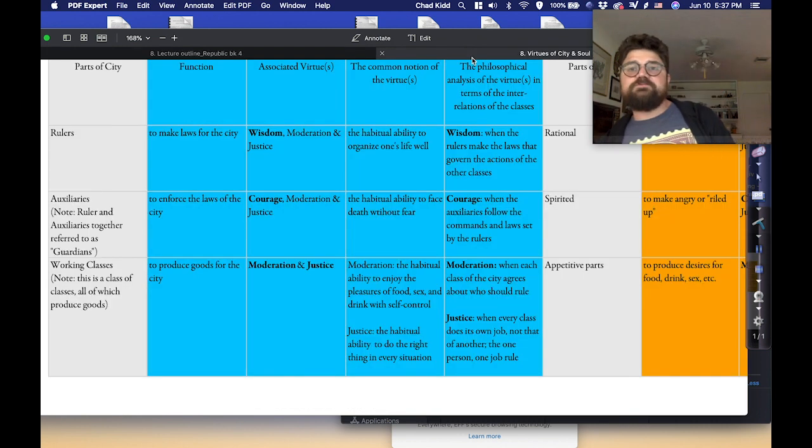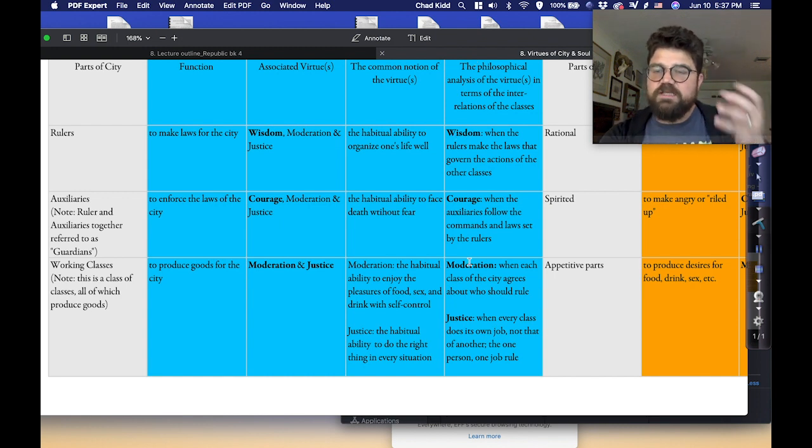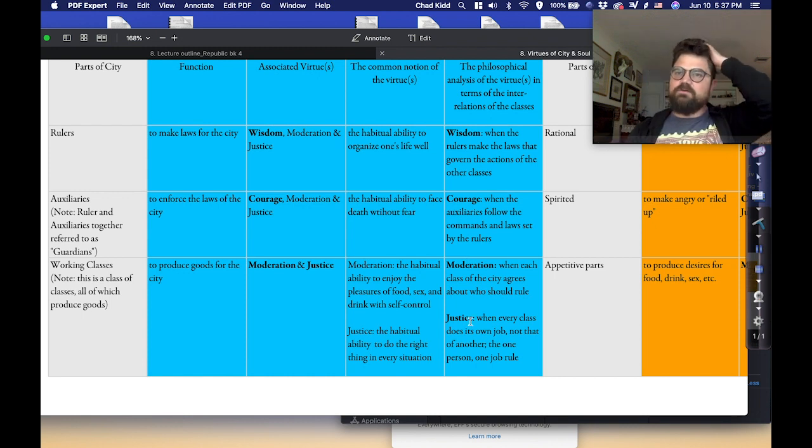So you might be surprised to see that justice has, as Socrates says, been rolling around at our heels the entire time. In fact, justice was the very first virtue that we discovered in the city, namely the one person, one job rule. Justice in the city is when every class in the city does its own job and doesn't attempt to do the job of another. That's the leftover virtue. After we've pointed out wisdom, courage, and moderation, the only structure that's left over that's enabling the good functioning of the city is this one person, one job rule.